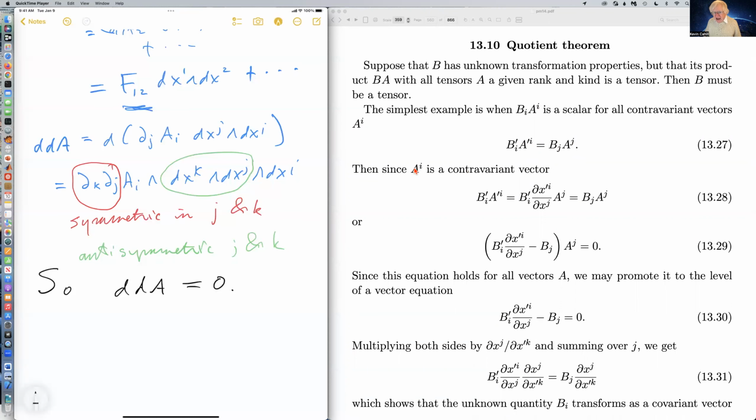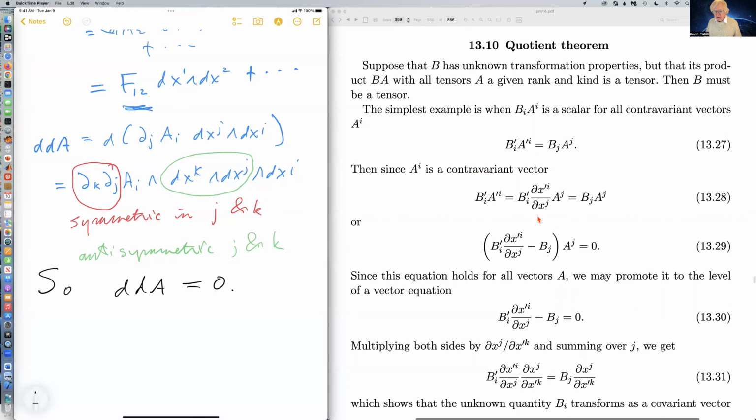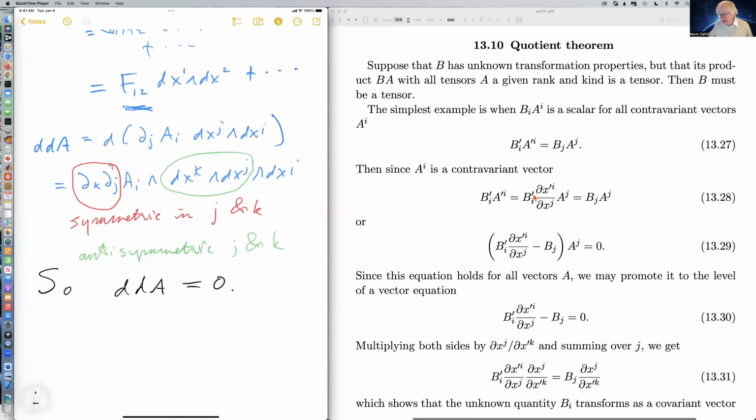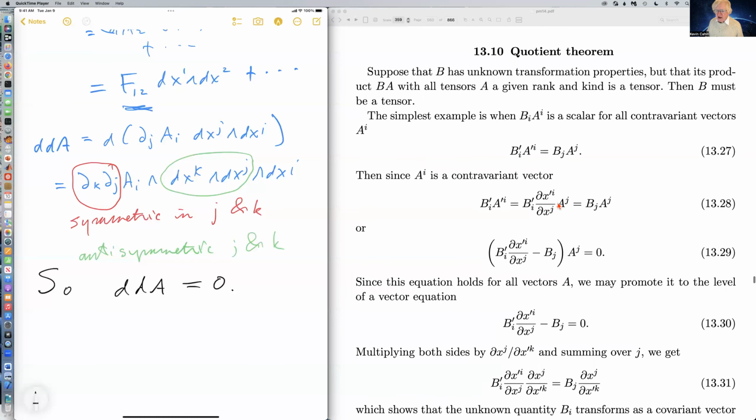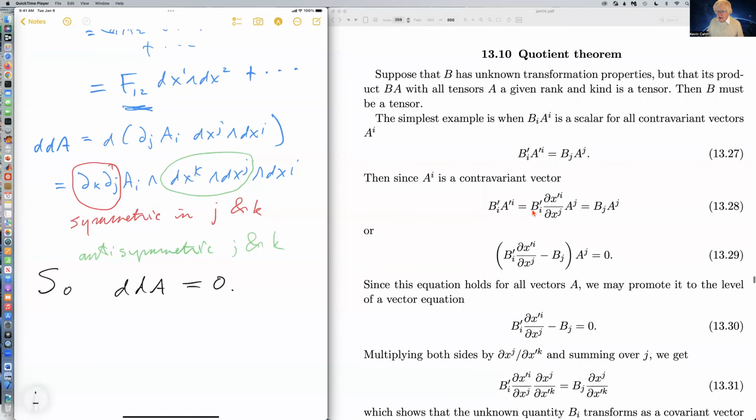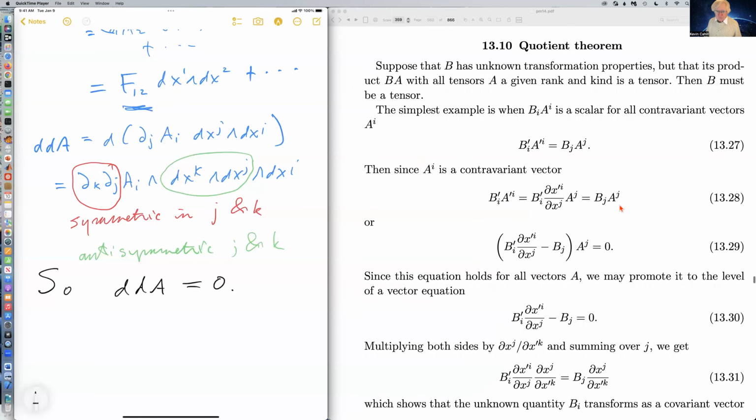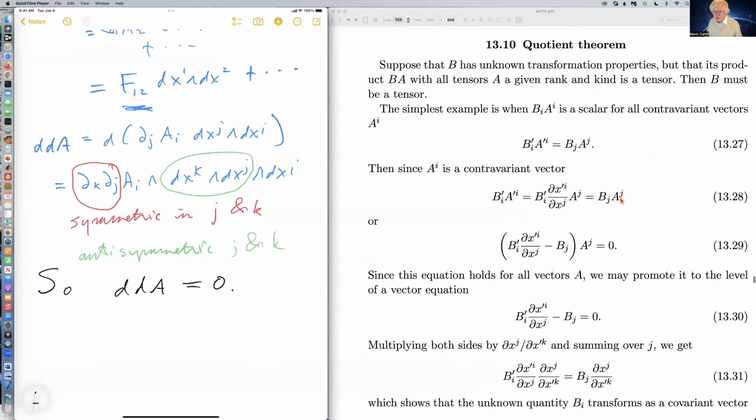Then since A^i is a contravariant vector, A^i prime is partial x prime i, partial x^j. The j is downstairs, so the j on A has to be upstairs. And then we have this structure here, and this is, by hypothesis, equal to B_j A^j.